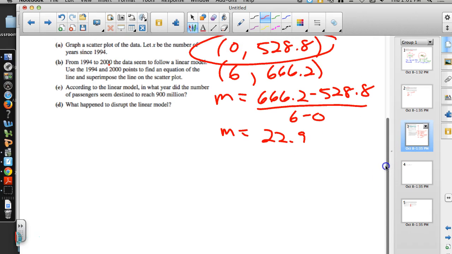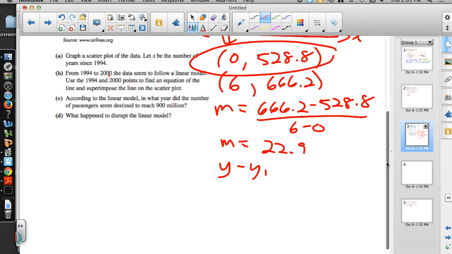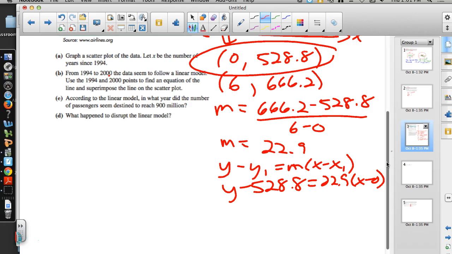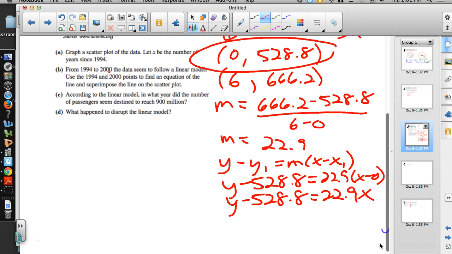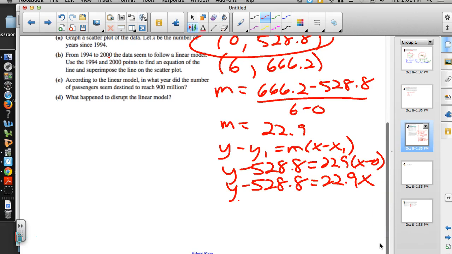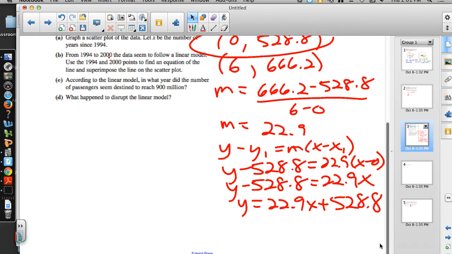Now, always a good idea to use whatever model you have that would give you the zeros for one of your points. So, y minus y sub 1 equals m times the quantity x minus x sub 1 will be y minus 528.8 equals 22.9 times x minus 0. Which is great, because that'll be y minus 528.8 equals 22.9x. And then we'll go ahead and move that negative 528.8 over by adding. So 22.9x plus 528.8. So there's our model.